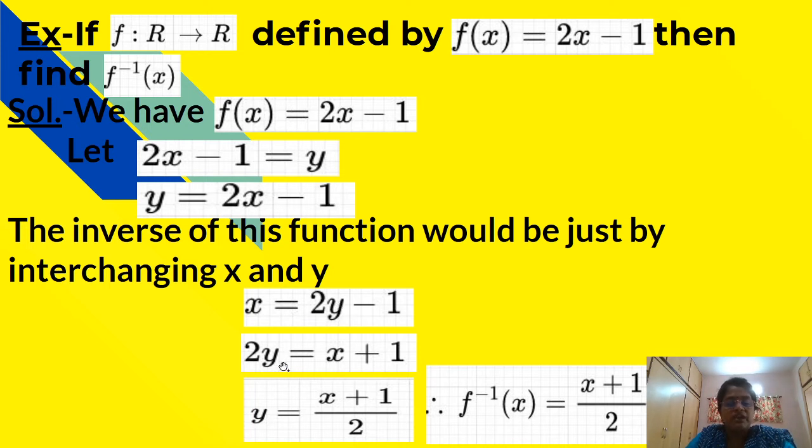From this, we will get 2y is equal to x plus 1. And that is y is equal to (x plus 1) upon 2. And y is f inverse of x. And therefore, f inverse of x is equal to (x plus 1) upon 2.